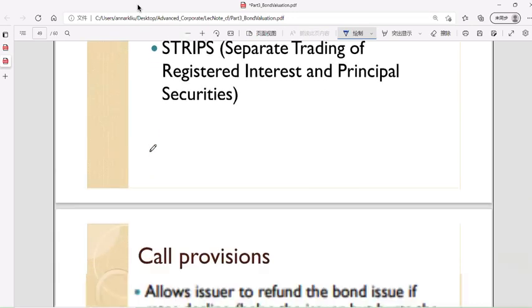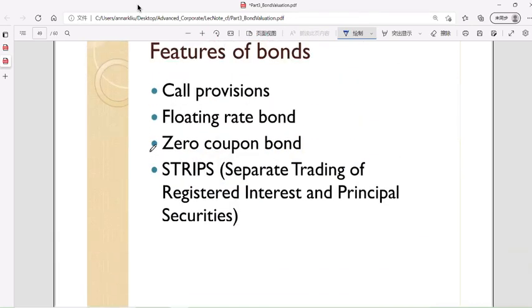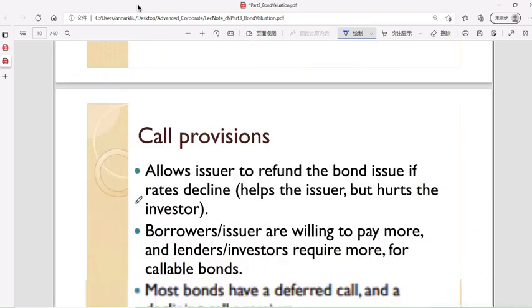Okay, so for the rest of the lecture, we're going to look at some features of bonds. We're going to look at callable bonds, floating rate bonds, zero coupon bonds, which we have already seen so far, and the strips. STRIPS stands for separate trading of registered interest and principal securities. It's very interesting because we will see how we may use strips to price bonds.